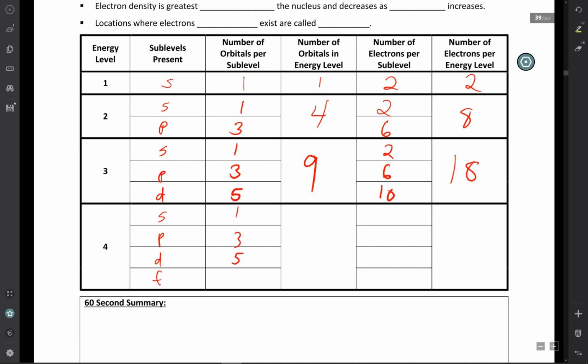Using the orbital diagram from your workbook, there are 7 different f orbitals for a total of 16 orbitals within that energy level. The number of electrons per sublevel, well, it's going to be 2 times each of these numbers. So I have 2, 6, 10, and 14. If I add all those up, I get 32. Kind of cool when you look at this to see that the number of electrons per energy level breaks down the same way that Bohr predicted.